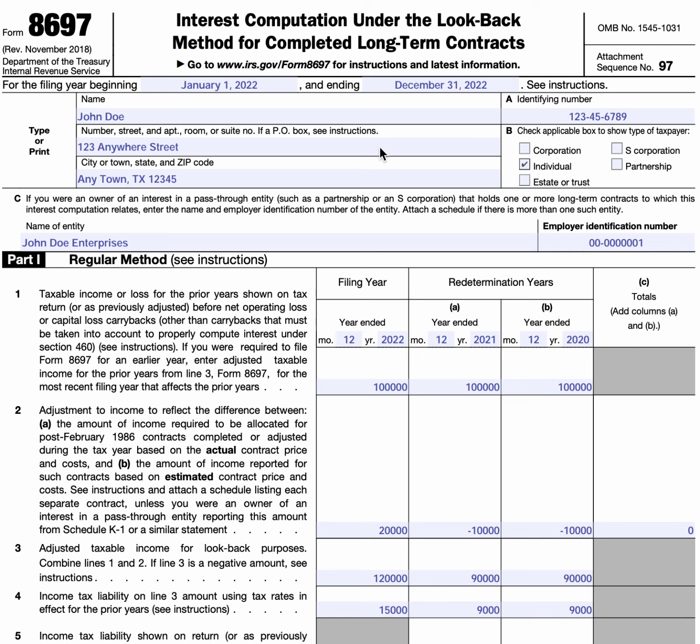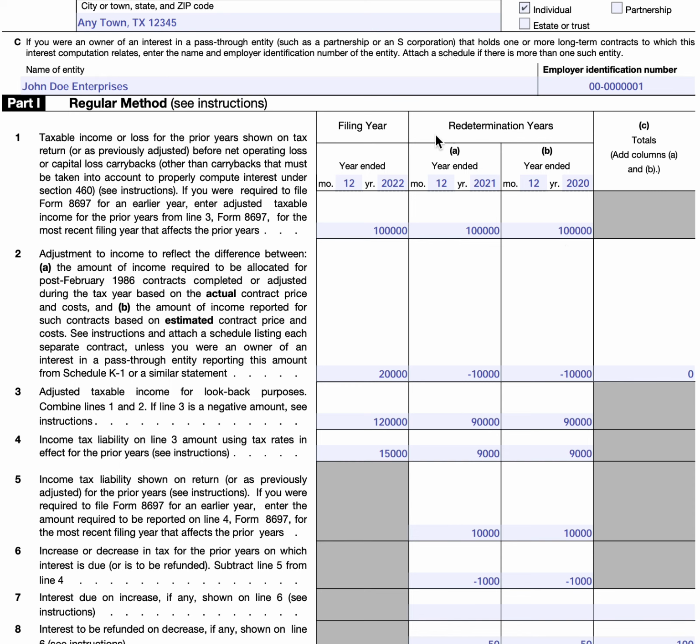And then in C, we're going to assume that John Doe is reporting this as an owner of an interest in a pass-through entity. In this case, his pass-through entity is John Doe Enterprises. We've entered his employer identification number. And then if we had more than one entity, we would have to attach a separate schedule outlining all the different tax entities and listing the different contracts.